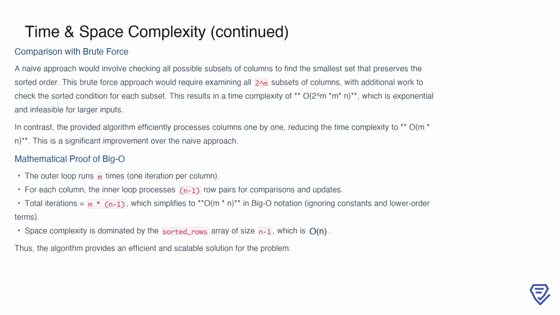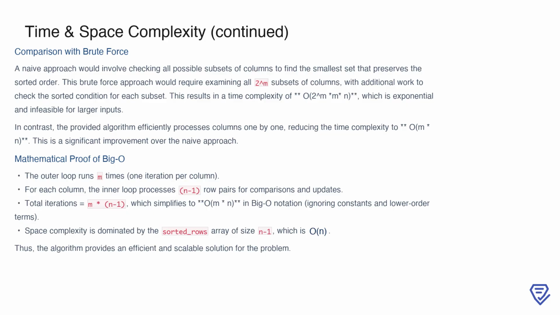Let's compare this approach to a brute force method. A naive solution would involve checking all possible subsets of columns to identify the smallest set that preserves the sorted order. With m columns, there are 2 to the power of m subsets to consider, and for each subset, the algorithm would need to verify the sorted condition, which involves additional work proportional to m*n. This results in an exponential time complexity of O(2^m * n), which is computationally infeasible for larger inputs. In contrast, the provided algorithm processes columns sequentially, achieving a drastically reduced time complexity of O(m*n).